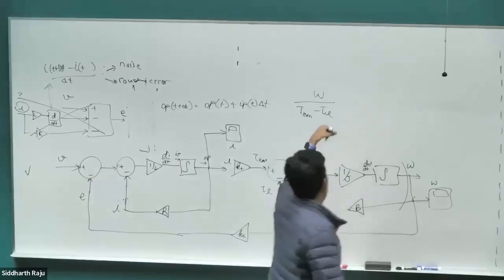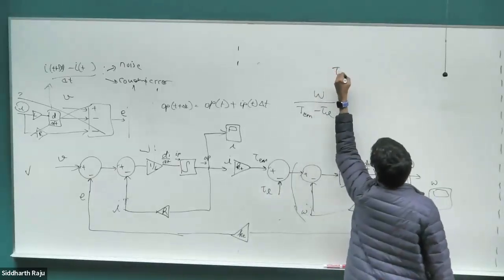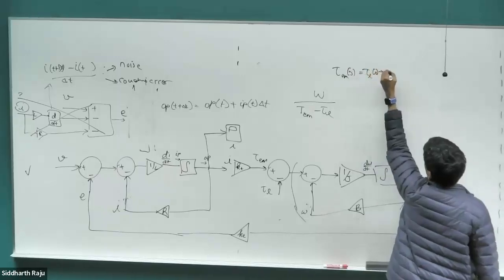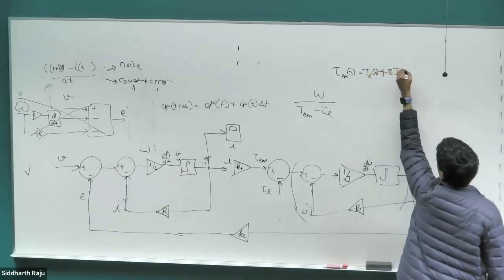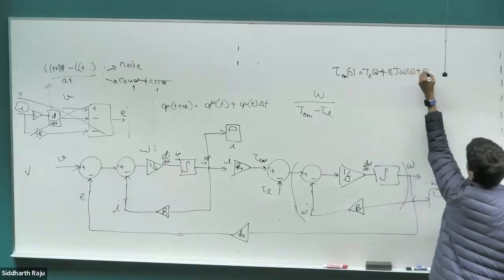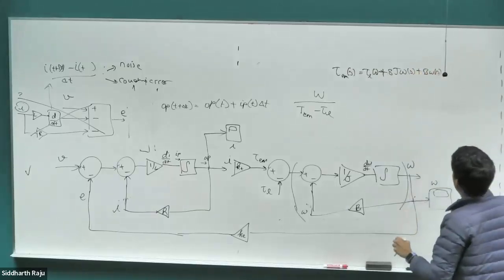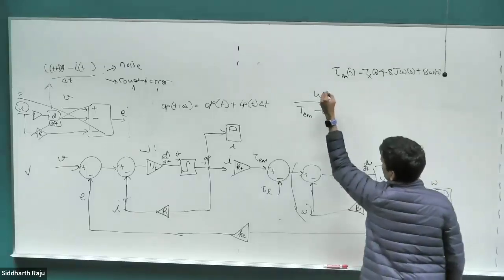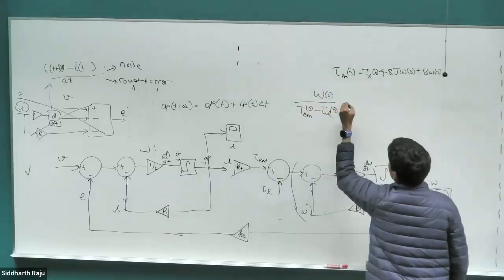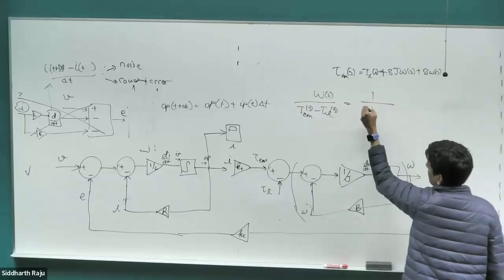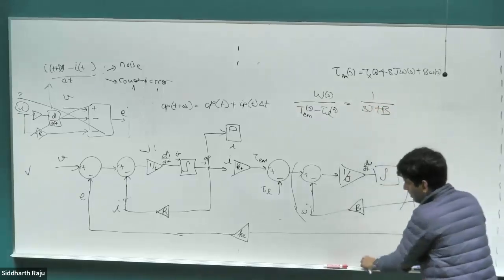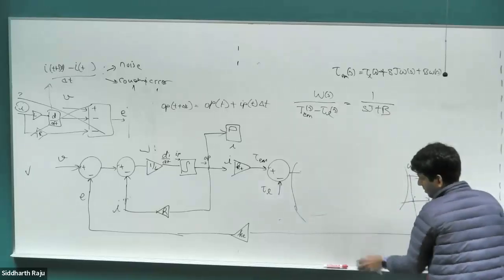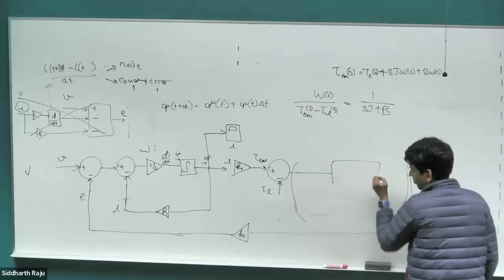So from the equation there, if I take the Laplace of it, it's tau_em(s) equal to tau_L(s) plus sJ times omega(s) plus B times omega(s). So my question was, what is omega(s) divided by tau_em(s) minus tau_L(s)? Okay. So it's just going to be 1 by sJ plus B. So this whole thing can be replaced in transfer function form. 1 by sJ plus B.